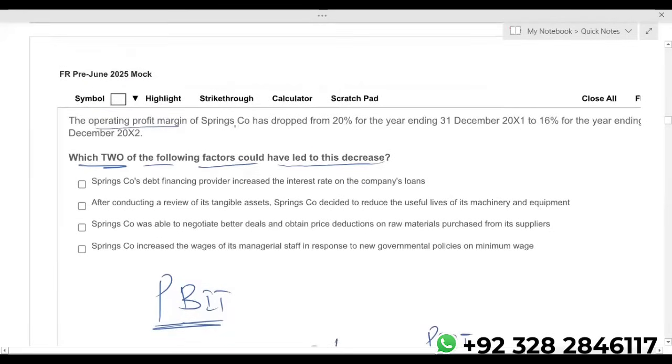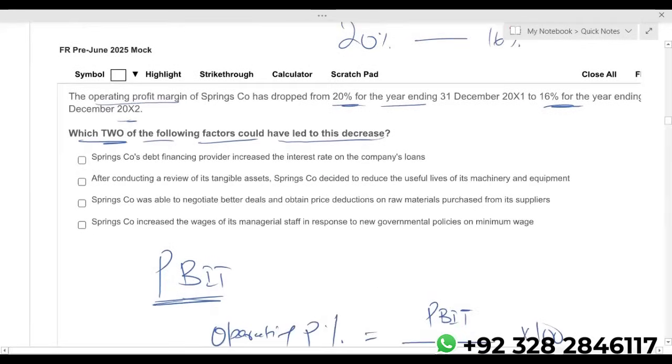Operating profit margin of Spring Company has dropped from 20% for the year ended to 16% for the year ending X2. Previously it was 20%, now it is 16%. Okay, don't forget the formula. And they're asking us which two of the following factors could have led to this decrease.